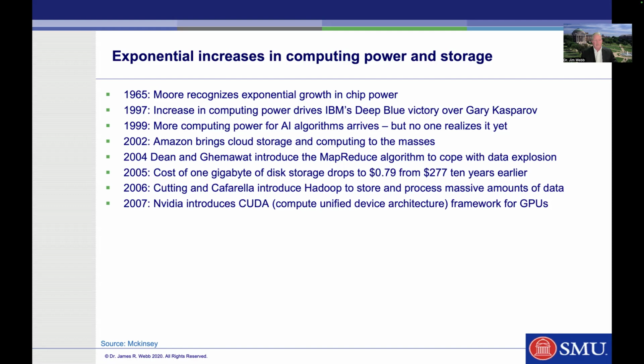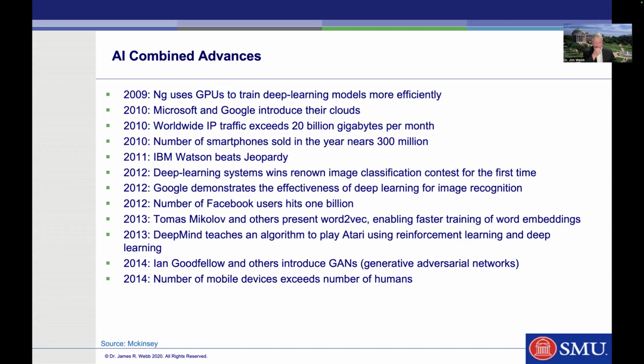In 2007, NVIDIA introduces the Compute Unified Device Architecture for graphical processors. If you haven't been following NVIDIA lately, it's exploded in people's uses of their chips, especially for artificial intelligence. So artificial intelligence, combining these three things together. 2009, graphical processors start to train deep learning models.